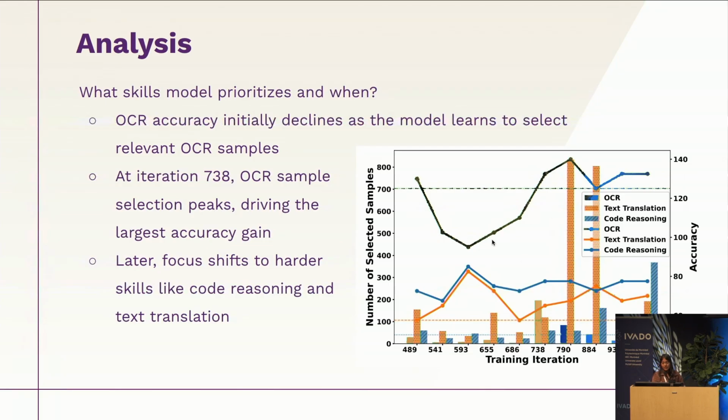If you look at the number of samples that the model chooses for OCR, it is less in the beginning, but then it increases the number of samples. And when the number of samples increases, the accuracy also starts going up, right? So that's interesting to see. It basically decides to prioritize learning OCR towards the end of training. Similarly, more complex tasks like text translation and code reasoning, it also decides to learn towards the end of training.